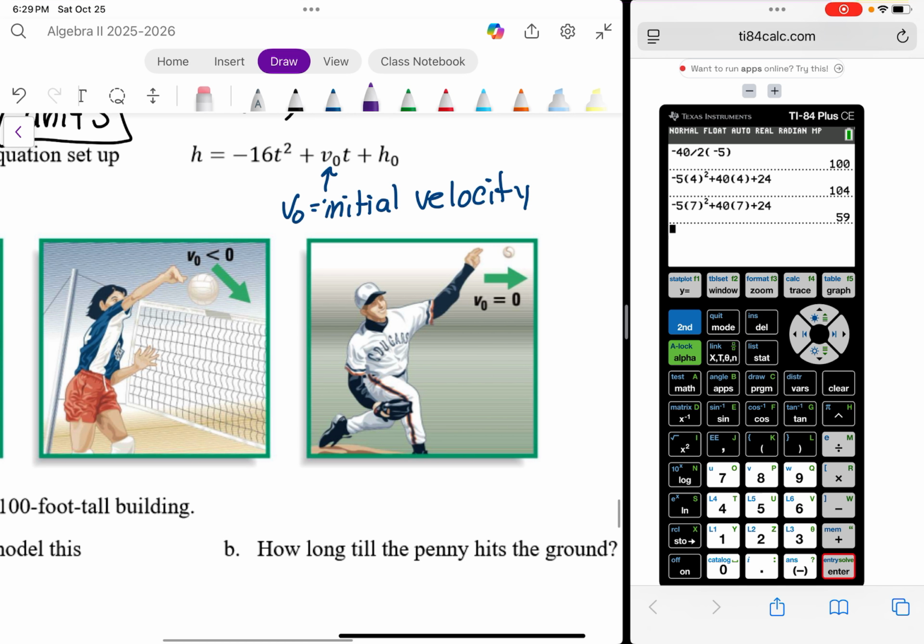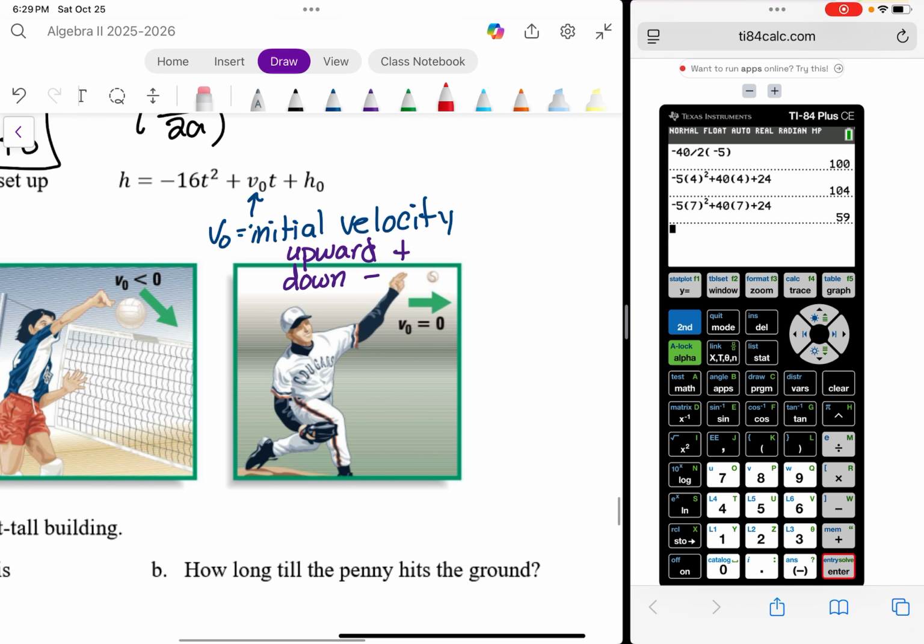If it is an upward velocity, you are going to add it. If it is down, you are going to subtract. So v is positive if it's upward, negative if it's down. And then this h at the end, h0, that is your initial height. So that's the height it's telling you you are starting at.